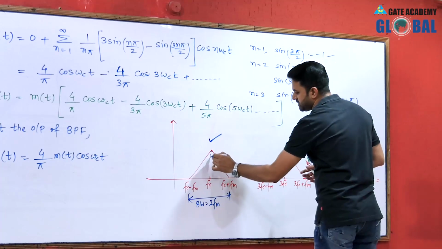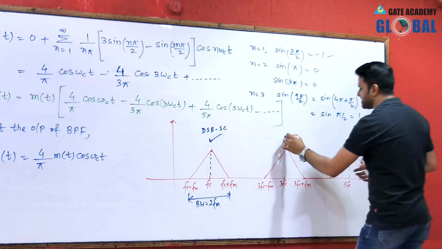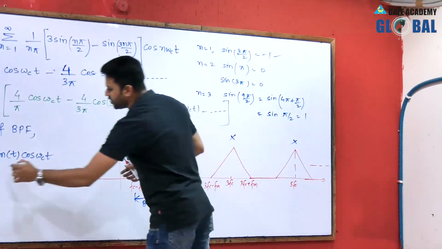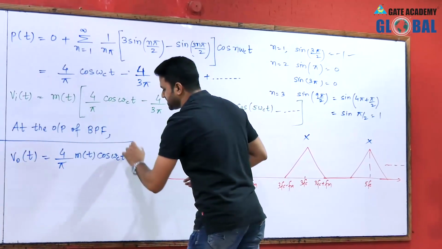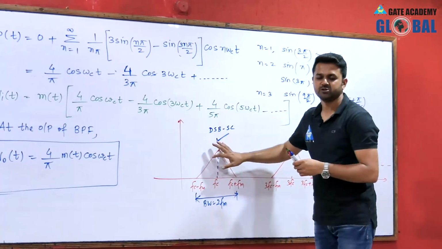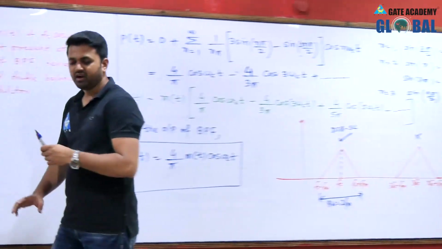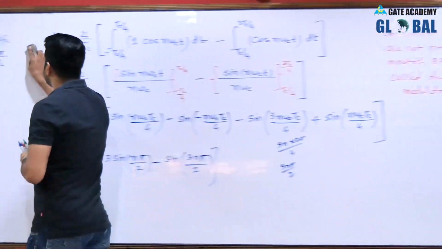So this is the double sideband suppressed carrier signal, and the other components will be rejected by the band pass filter, and we will get the output 4/pi m(t) cos omega_c t. So this is the output of ring modulator, which is double sideband suppressed carrier. So in this way we can generate double sideband suppressed carrier signal with the help of ring modulator.